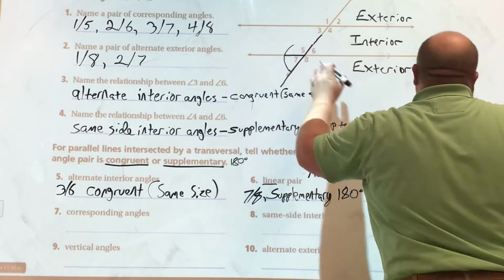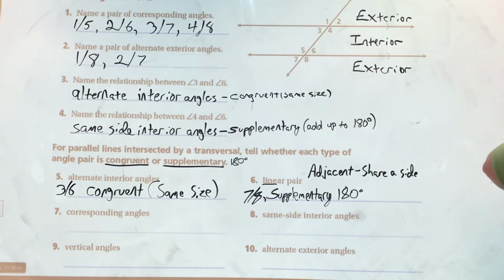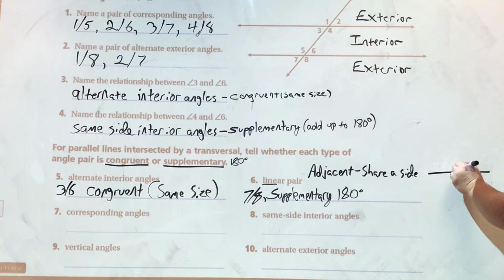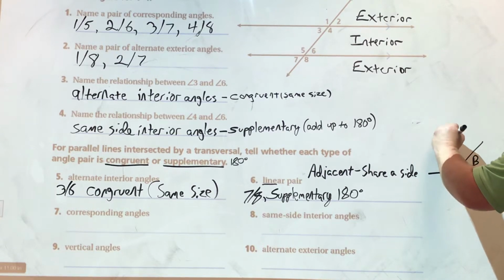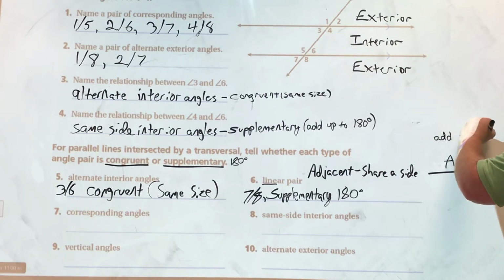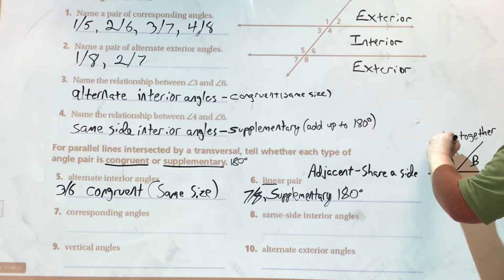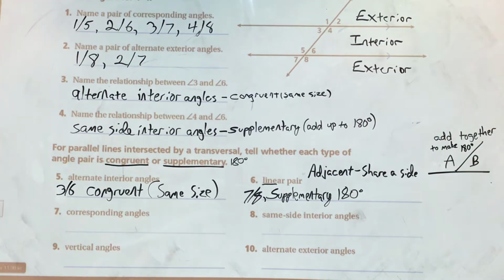All right, let's see. What else can we talk about? They share a side. They're supplementary. They're 180. Let's put an example down here so that we have it for later. So here's an example, A and B, and you can write, they add together to make 180 degrees, and they have to share a side.